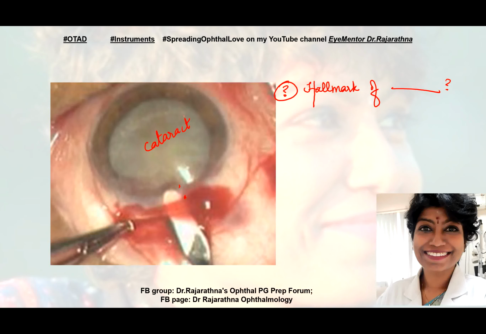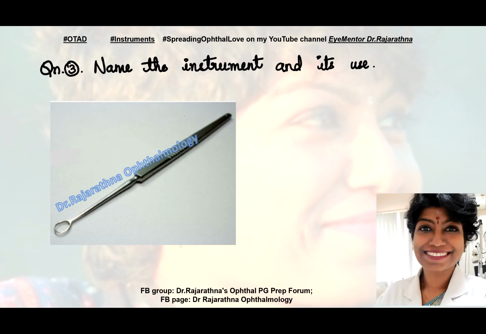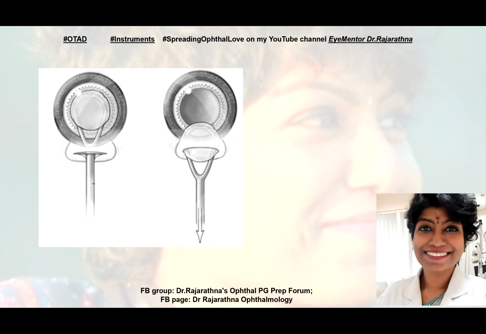All right, so you go to the next question. Name the instrument and its use. Most of you got it correct. This is a wire vectis. The instrument's name is wire vectis, and what is its use? Let's take a look. Now you can see the lens, the nucleus of the lens. The instrument is placed beneath the nucleus of the lens.